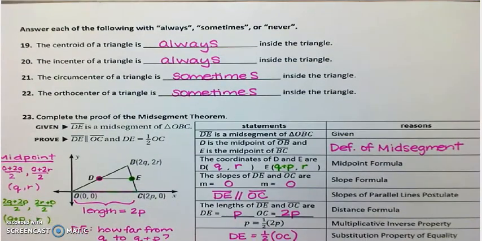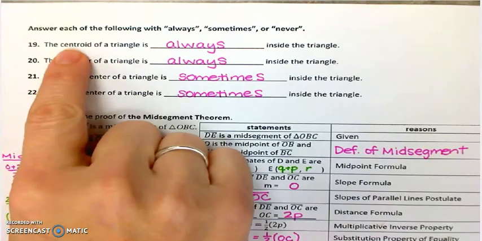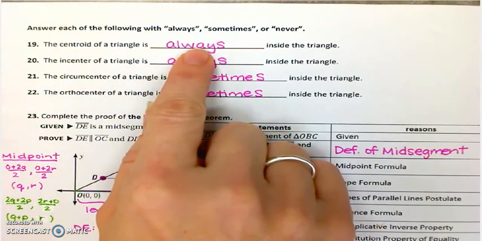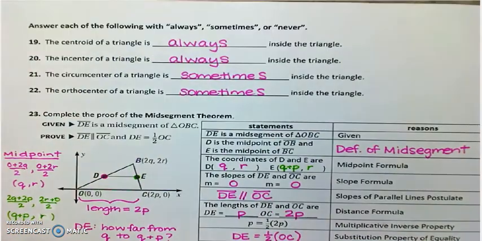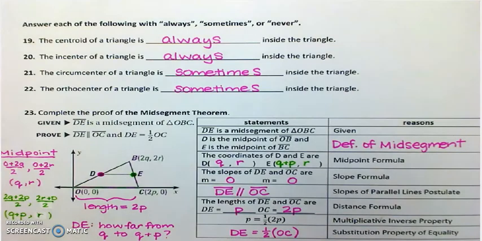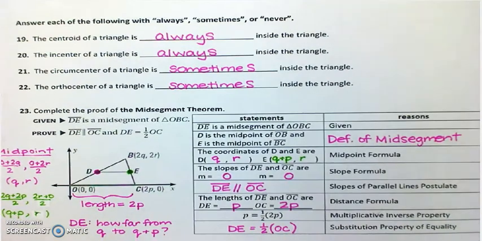19 through 22 would be super easy to do if you have everything filled out in your purple book, because you just turn to the centroid page. Was it always in the triangles, whether it was acute, obtuse, or right? Yes, it was. Always, always, sometimes, sometimes.